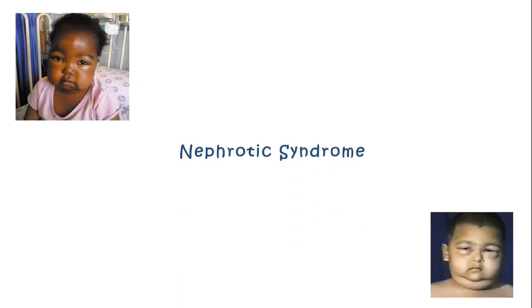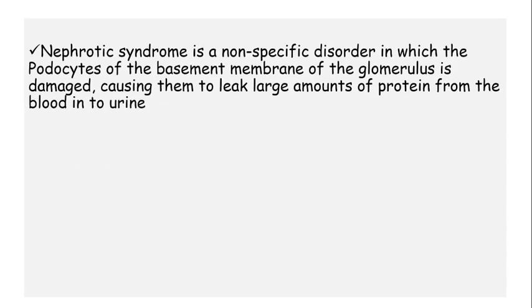Now we are going to look at a condition called nephrotic syndrome. So what is nephrotic syndrome? Nephrotic syndrome is a condition where the podocytes are affected. If you remember the glomerular filtration membrane which I showed you, it has the epithelial cells, the basement membrane, and then the podocytes. Now in glomerulonephritis, the basement membrane was affected. There was inflammation when the antigen-antibody complexes tried to pass through this filtration membrane.